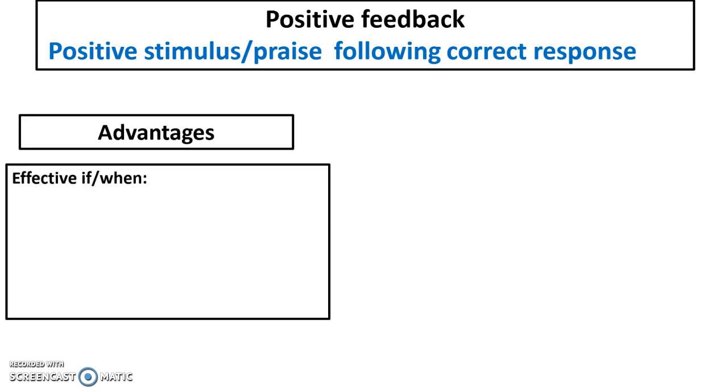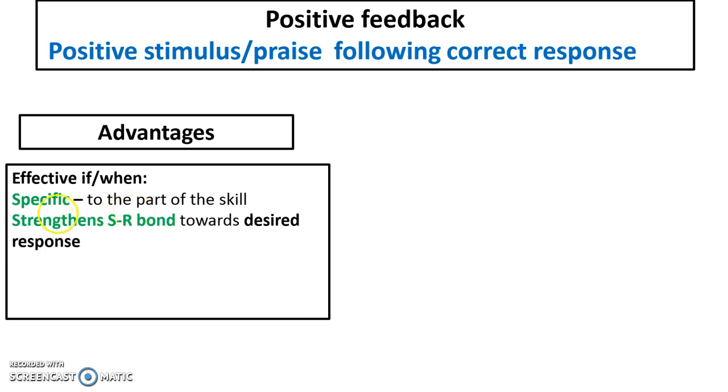Well, the first thing is it's most effective if it is specific to the part of the skill that's been successful. So I'm sure you can put that in there: part of the skill. If you're telling someone well done for passing, it would be something like, well done for using the side of the foot, well done for keeping your head over the ball, well done for keeping 10 points of contact on a rugby ball. And I'm sure you can see what I mean by that, because that allows them to know which part of the stimulus response bond is being strengthened.